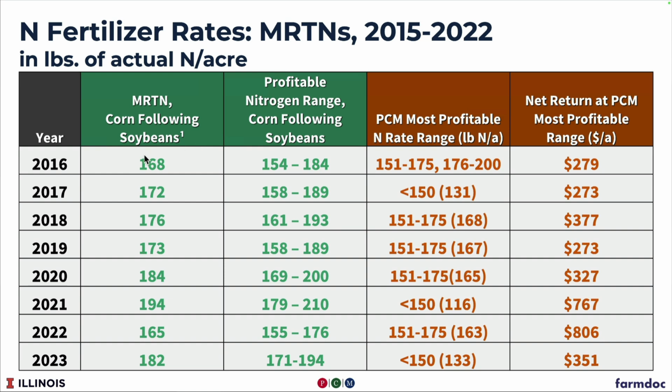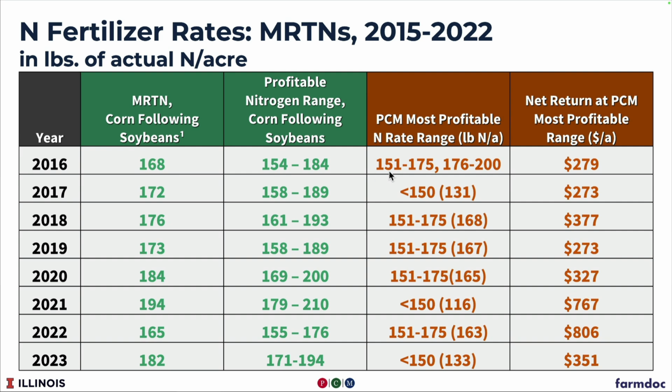So we have data showing here the years 2016 through 2023, the prediction of the MRTN, the actual rate itself, and then there's also a range that the MRTN provides. And the values that we're using here are numbers that Dr. Gary Schnitkey provided, and that nitrogen fertilizer, the corn grain to nitrogen fertilizer price, are representative of each of these individual years. So for 2016, the MRTN predicted 168 pounds of nitrogen per acre would be the maximum return to nitrogen fertilizer, and the range was this 154 to 184 pounds of nitrogen per acre range.